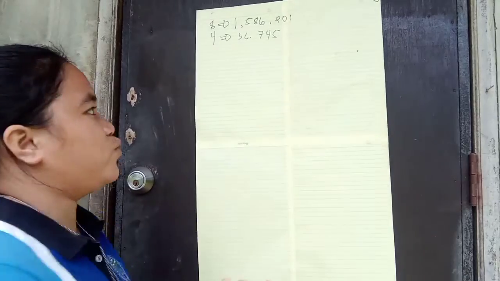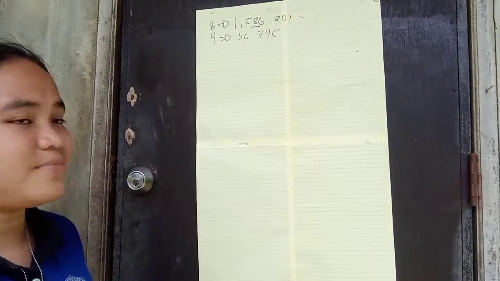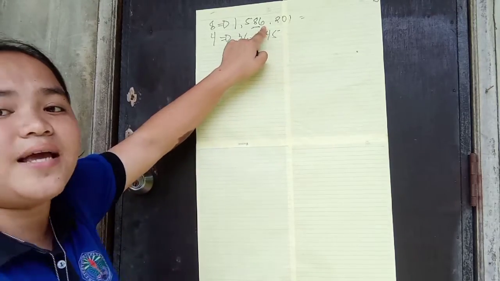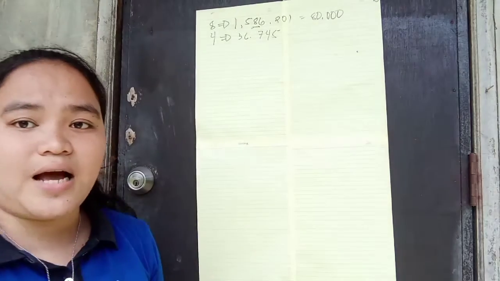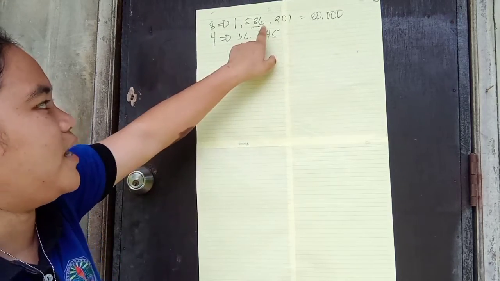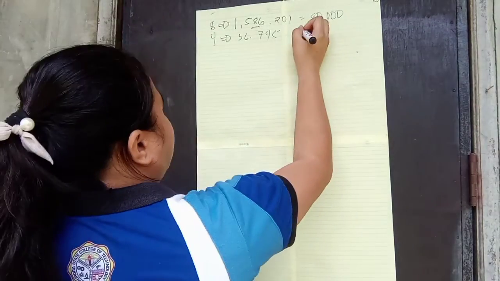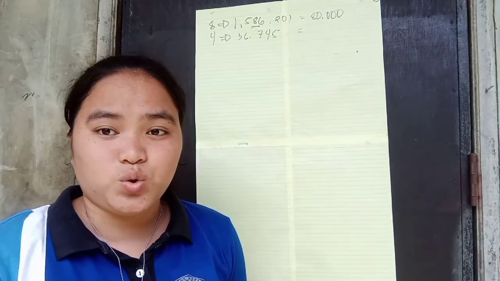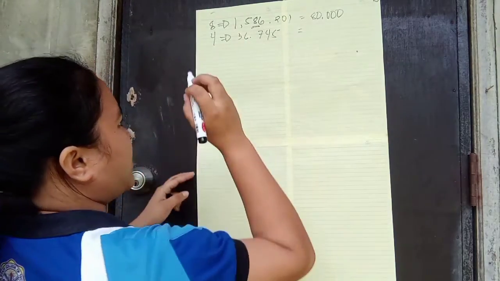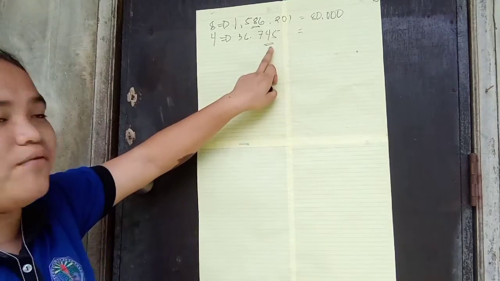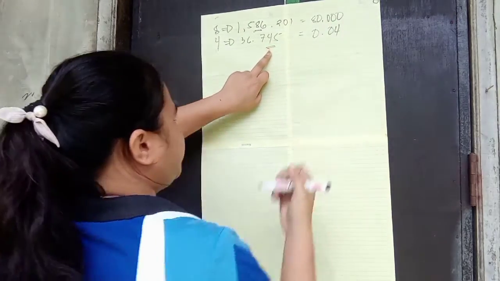1,586,201. Okay. Here is our digit 8. So, ang mangyayari po dito is magiging 80,000. Now, paano siya naging 80,000? So, ito yung 8 natin and the rest number is gagawin na po natin siyang 0. And our next is get the digit value or the value of digit 4 in 36.745. So, here is our digit 4. So, ang magiging sagot dito is 0.04.